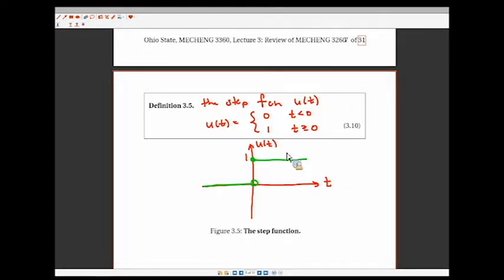The voltage drop across the switch is different, but the voltage across the light would now be going from 0 to some non-zero number. Okay, so we're going to use it for turning systems on.